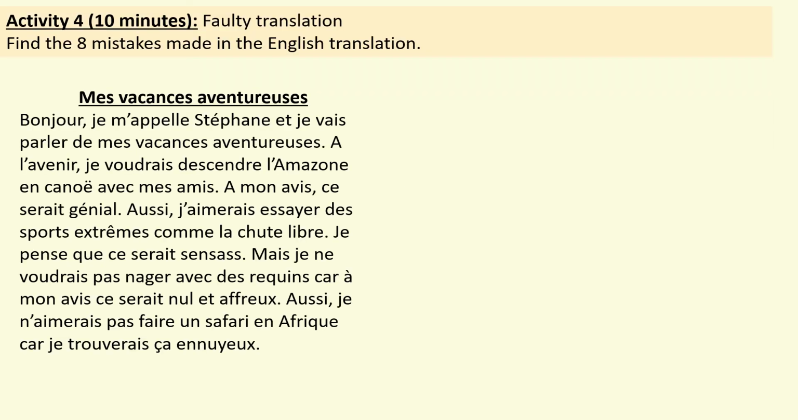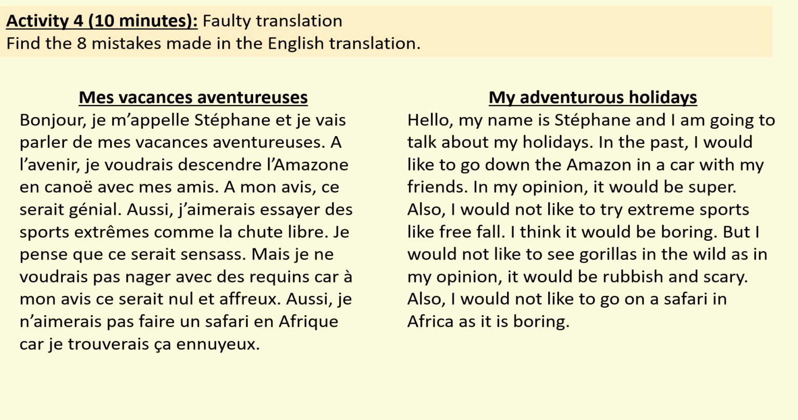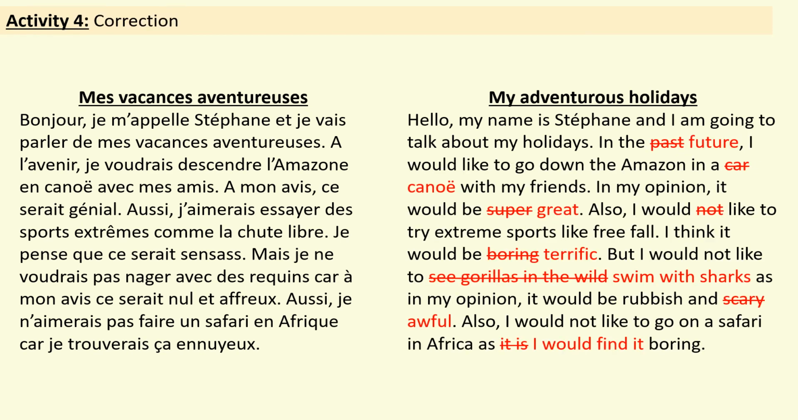For the next activity, I've written down the translation of this text, but there are 8 mistakes. Can you find them all? Remember, you have 10 minutes to find them all. If after 10 minutes you're still not finding the 8 mistakes, have a look at the correction. Press pause and then press play when you're ready to correct. In front of you, you now have all the correction of the 8 mistakes in the text. Double check your work, please.